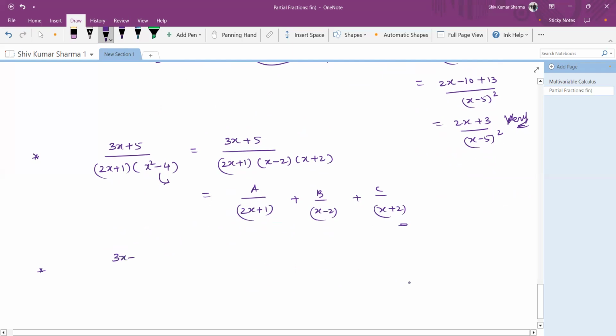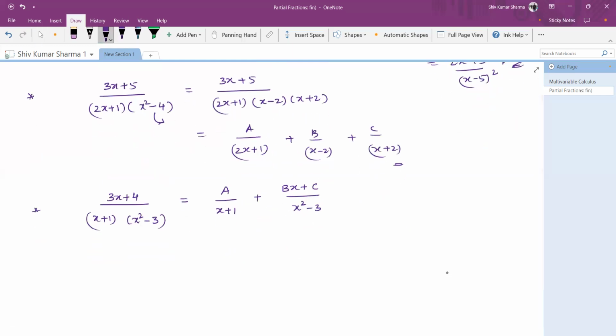Now suppose we have the question in this form: 3x plus 4 upon x plus 1 into x square minus 3. So how to do the partial fraction of this? So we do the partial fraction of this in this form. The denominator is cubic, so we use 3 constants obviously. So first factor we write a upon x plus 1 plus second factor will be bx plus c upon quadratic factor x square minus 3.